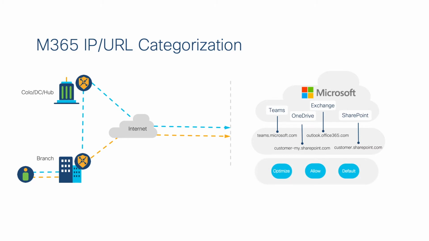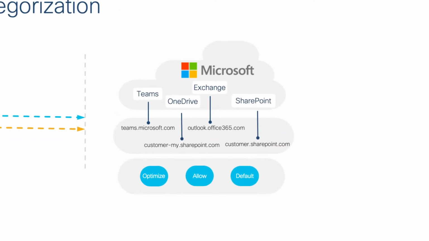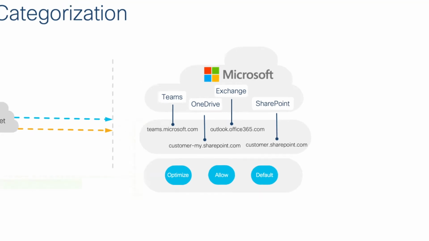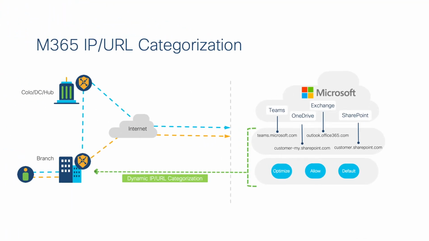Based on this tolerance level, Microsoft introduced categorization dividing M365 traffic into three categories, namely Optimize, Allow, and Default. Cisco SD-WAN downloads this Microsoft 365 IP URL categorization onto SD-WAN branch devices to efficiently and securely route Microsoft 365 traffic based on the application's tolerance. Let's take a look at how this works.